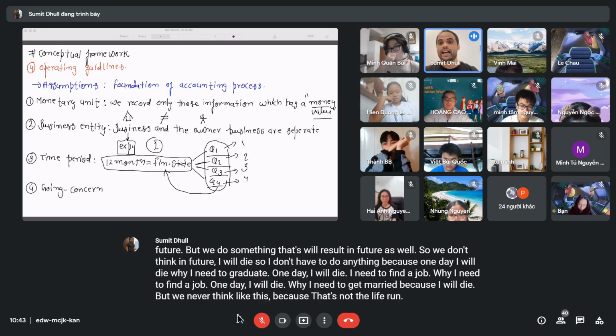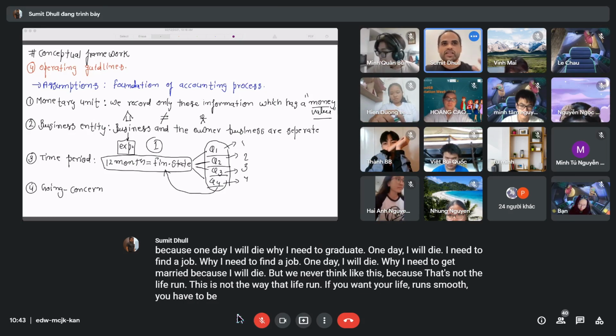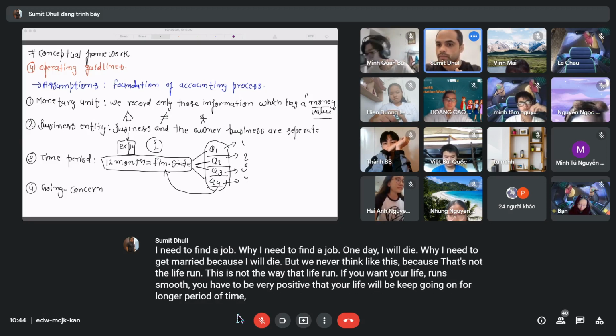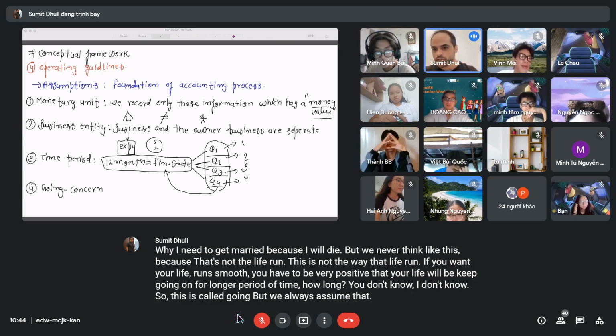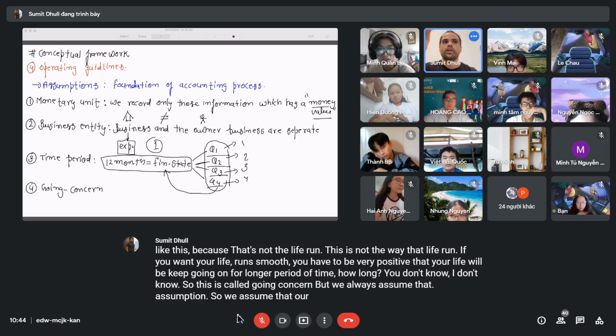This is not the way that life runs. If you want your life to run smoothly, you have to be very positive that your life will keep going on for a longer period of time. How long? You don't know, I don't know. But we always assume that. So this is called the going concern assumption. So we assume that our life will be going on.